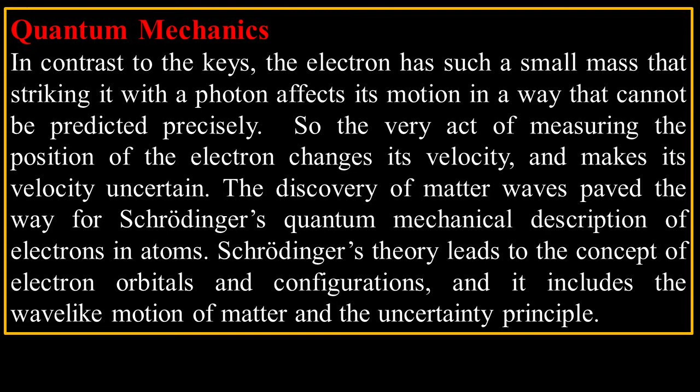The discovery of matter waves paved the way for Schrödinger's quantum mechanical description of electrons in atoms. Schrödinger's theory leads to the concept of electron orbitals and configurations, and it includes the wave-like motion of matter and the uncertainty principle. If a tree falls in the woods, does it make a sound?